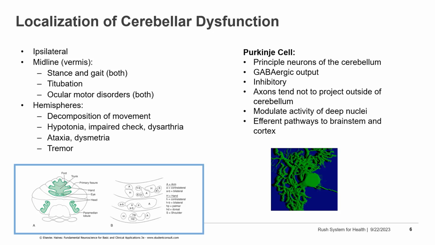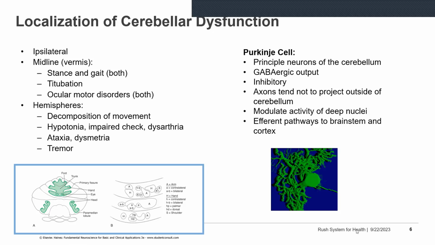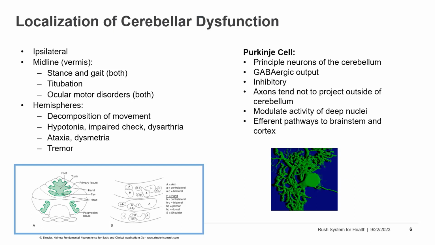As far as hemispheric dysfunction, these are usually supplying our limbs. And so you will see decomposition of movement in your arms and legs. You may see a decrease of tone if you have severe cerebellar dysfunction. You can see some abnormalities of speech, and you will see tremor. And the cerebellar tremor looks a little bit different, tends to be more variable, more irregular, and is not consistently rhythmic in the way that we might see a Parkinson's tremor or an essential tremor.